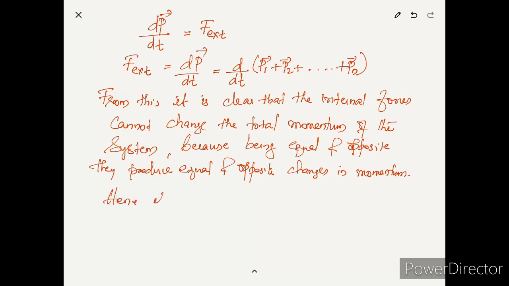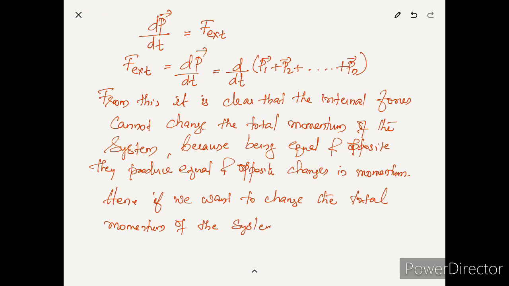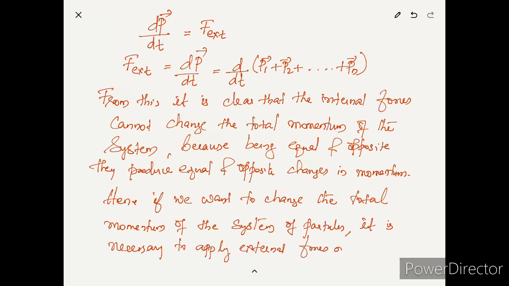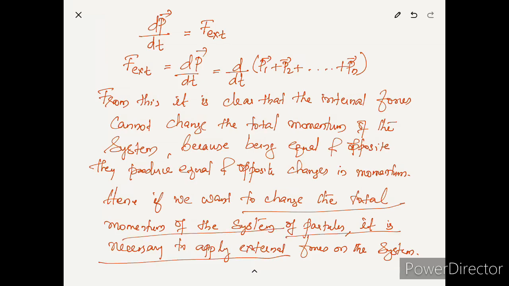So hence, if we want to change the total momentum of the system of particles, it is necessary to apply external forces on the system. So to change the total momentum of the system of particles, it is necessary to apply external forces on the system.